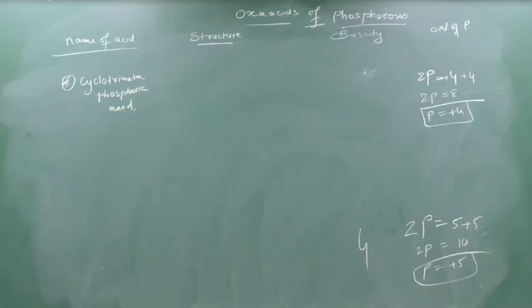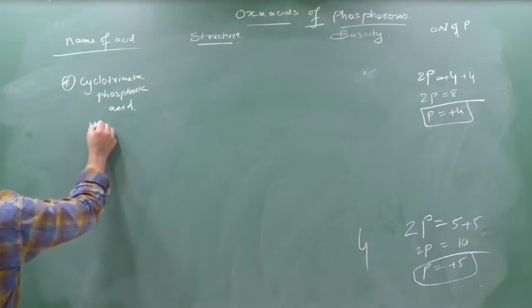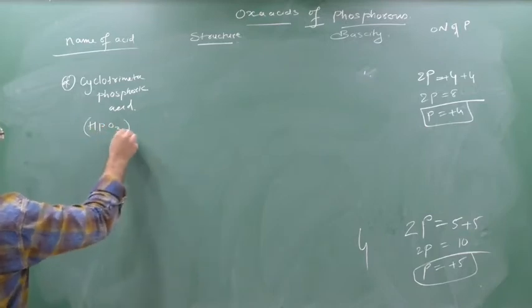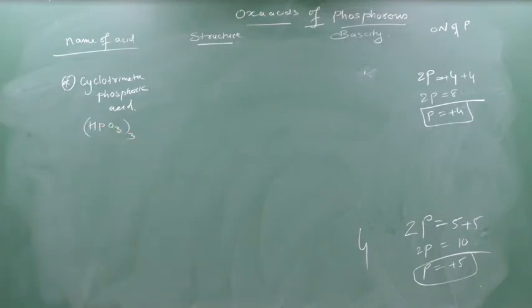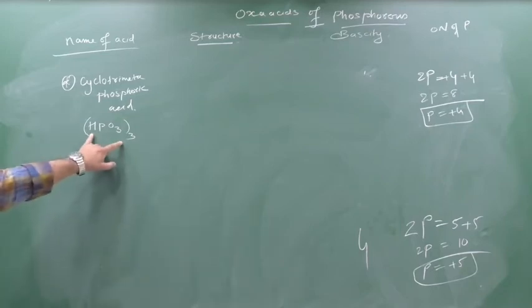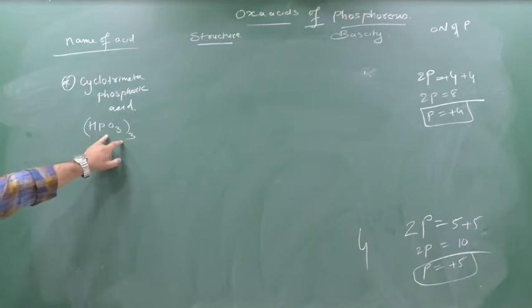Please check it out. So the name is cyclotrimetaphosphoric acid. The formula is HPO3 thrice. And after this I will show N also. Clear? So HPO3 thrice. Cyclotrimetaphosphoric acid means I have 3 hydrogen, 3 phosphorus and 9 oxygens.